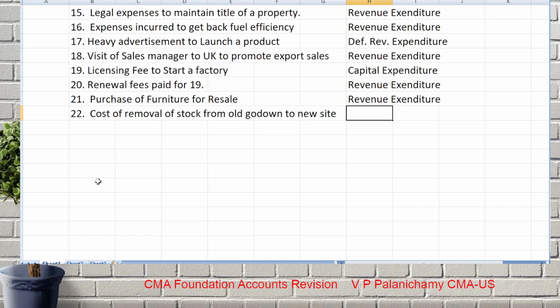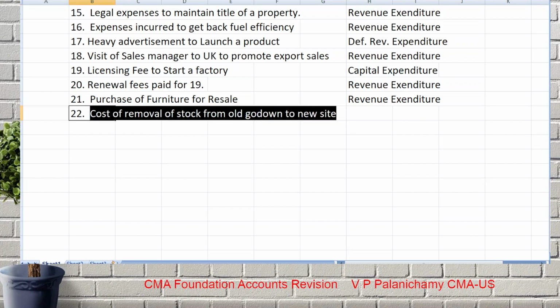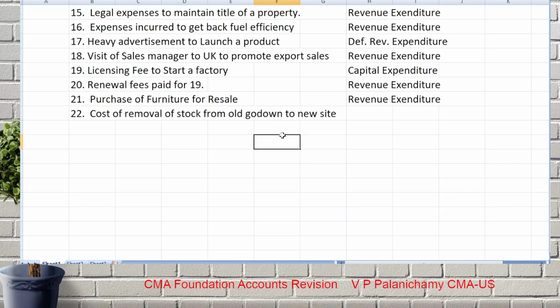Cost of removal of stock from old godown to a new site. Think about it: we transfer stock from one godown to another. Revenue expenditure. It is part of regular business expense only. We move the stock from one branch to another branch, one godown to another godown. Just because it says new, don't immediately treat it as revenue or capital expenditure.